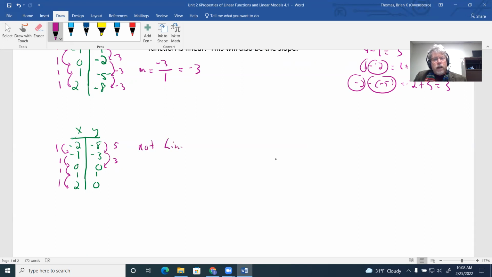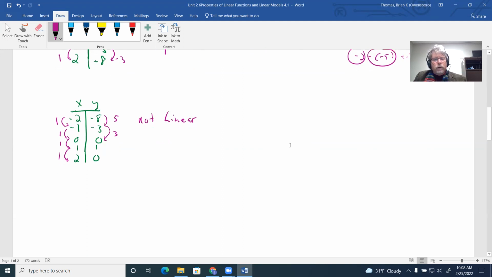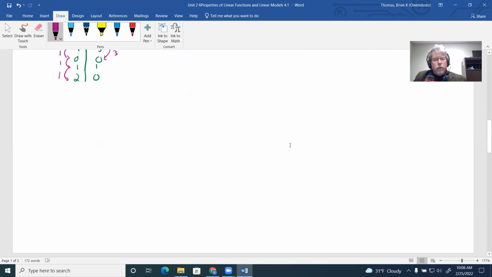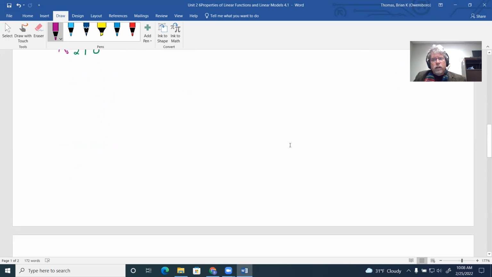So this is going to be not linear because we're not seeing that constant change in the x values with respect to the y values. So we won't be able to find a slope either since it does not represent a linear function.